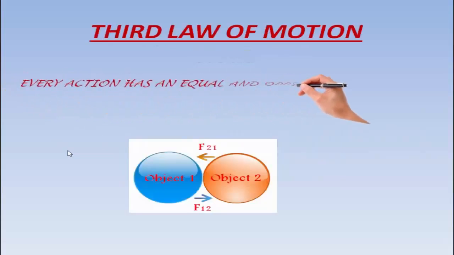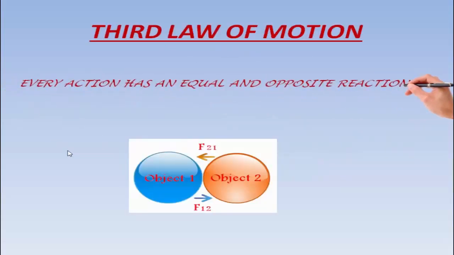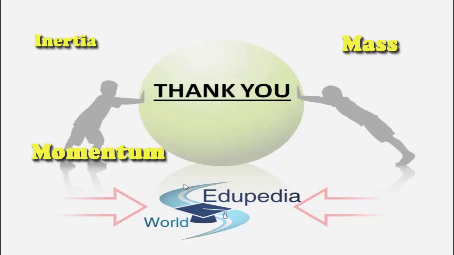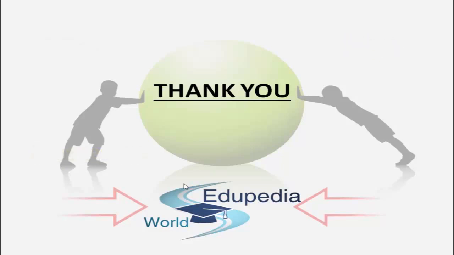If we have two objects, the third law states that every action has an equal and opposite reaction, right? If we have object 1 and object 2, then the force that is exerted by object 2 onto object 1 will be F21, and the force exerted by object 1 onto object 2 will be F12. So I hope you have understood the three laws of motion, and also the concepts of inertia, mass, and momentum. Now in the next video, we will solve some of the numericals which will make your concepts much more clear with regards to the first, second, and third law of motion.